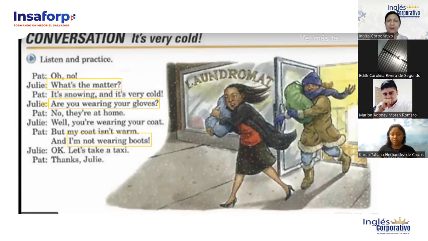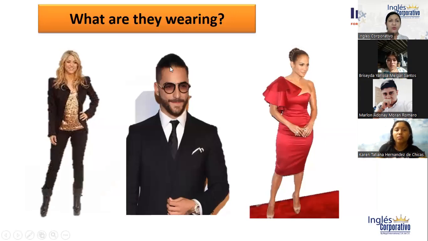And what is happening in this conversation? What is happening with the weather? It's snowing and it's very cold. Exactly, it's snowing, está nevando, and it's very cold. So, taking this as example, vamos a aprender the present continuous. Okay, we're going to start with this. What are they wearing? We have three famous people. Who is she?